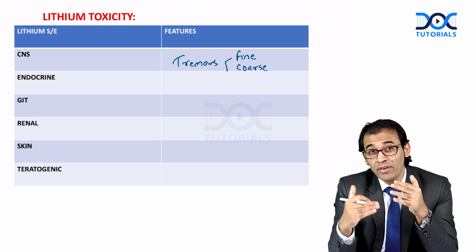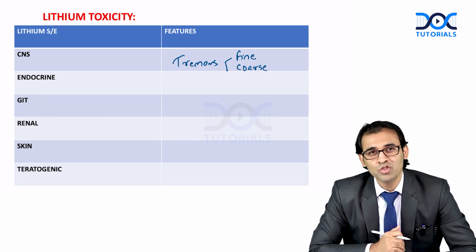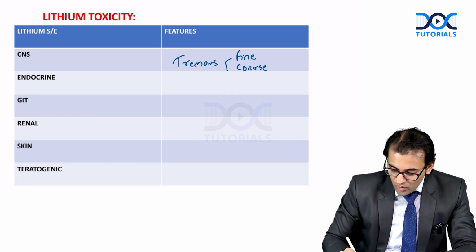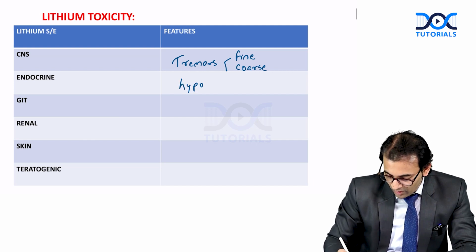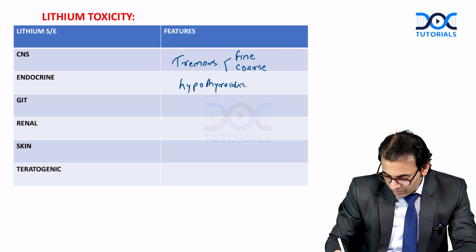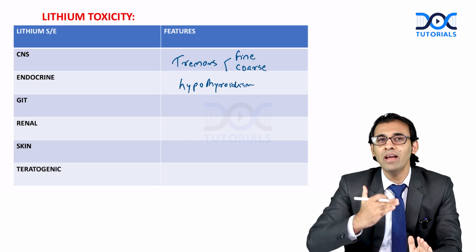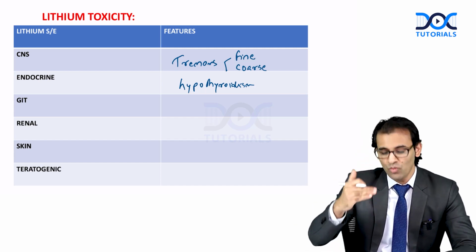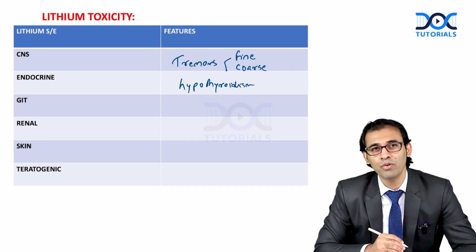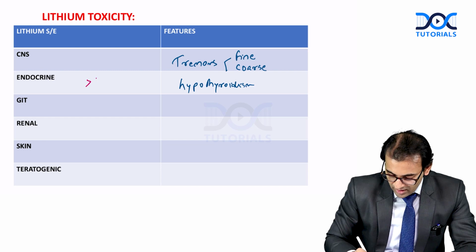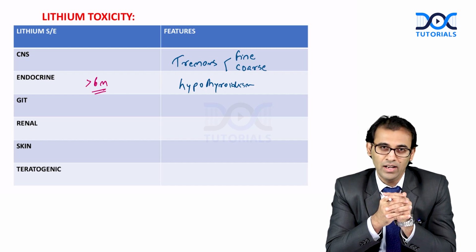How is lithium going to affect the endocrine system? Lithium is disturbing the TSH hormone. And remember here, lithium will cause hypothyroidism. We have to be very careful, especially when the patient is a female. There will be a very, very high risk of hypothyroidism. So whenever we are starting a patient on lithium, we have to do a thyroid profile test every 6 months to 1 year.